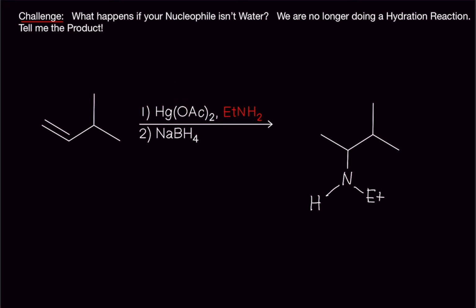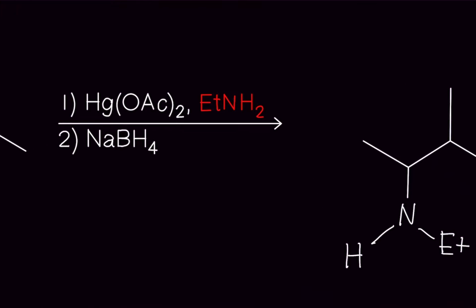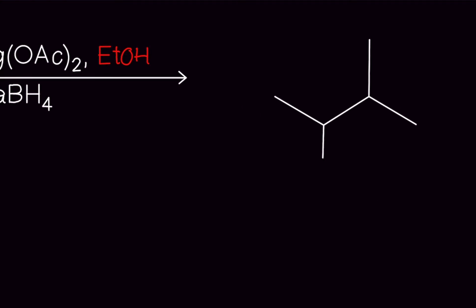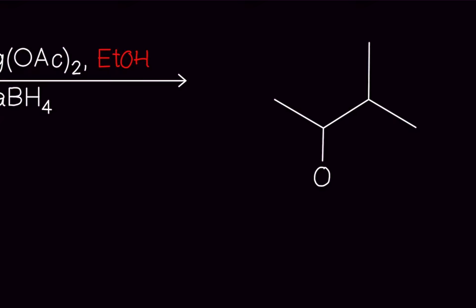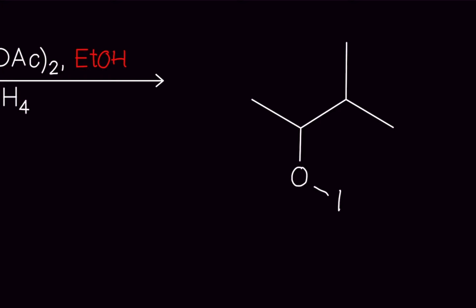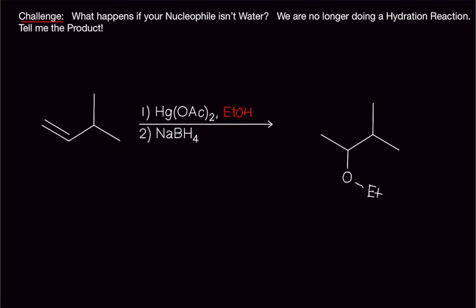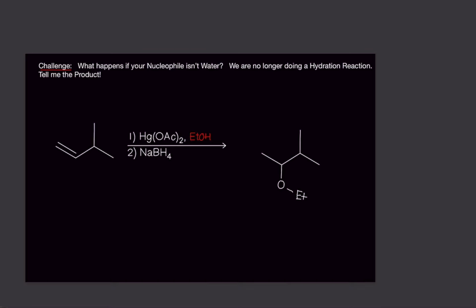That's the cheat code. If you were given, okay, let's do this one. If you were given ethanol instead, let's just do ethanol. Erase this. It's going to be oxygen with our ethyl group. That's it. No hydrogen. You don't include it, and that's our answer. So see, that's a cheat code. It's pretty easy.